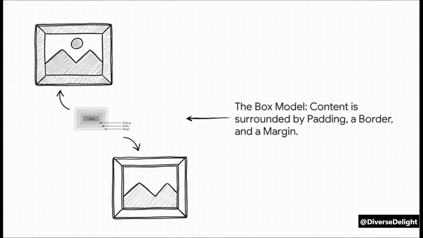And a great analogy for it is a framed picture. You've got the content itself, right? That's the photo. Around that is the padding, which is like the matting inside the frame. Then you've got the border, which is the frame itself. And finally, the margin, which is just the empty space between your picture and the next one on the wall.